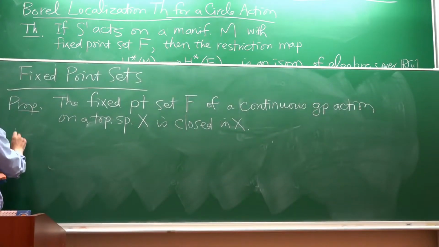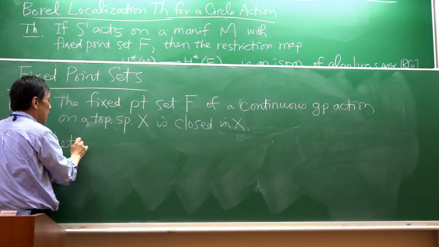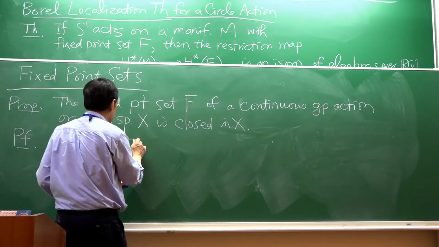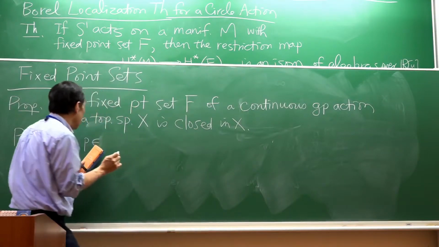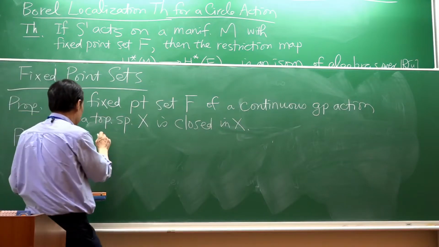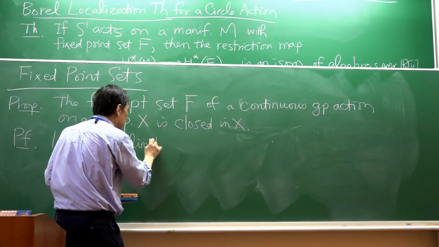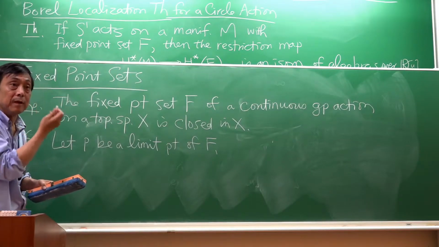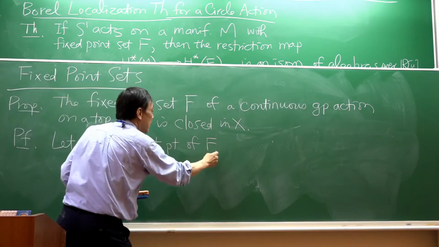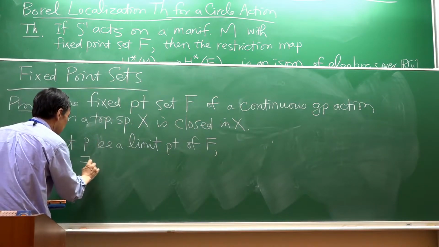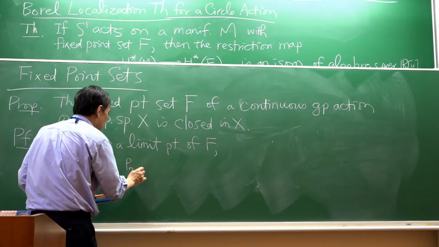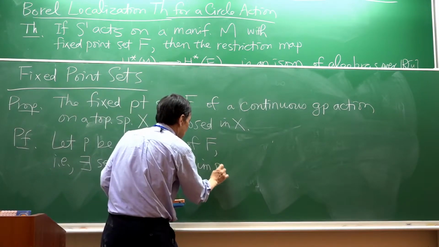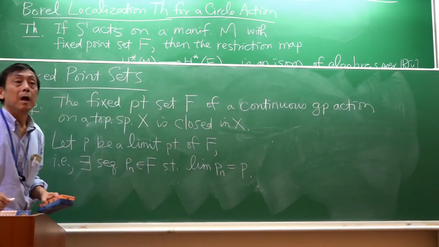Okay, so proof. Let P be a limit point of the fixed point set, and we just have to show that it's in F. A limit point means that there is a sequence Pn in F such that the limit of Pn is P.